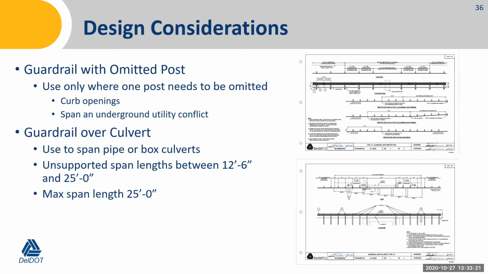Some might be asking, well, where would I use the guardrail with omitted post versus the guardrail over culvert? So for the guardrail with omitted post, the new detail that I showed earlier, we're only going to use this where only one post needs to be omitted, or we're doing a small span of a curb opening or an underground utility conflict, something of that nature. The guardrail over culvert is reserved for what is called for using the span pipe for box culverts and for unsupported span lengths between 12-foot 6 and 25 foot. And the max span length, as I mentioned before, is 25 feet. So they're not to be used interchangeably. They each have their purpose. Just make sure that you're using the correct detail.